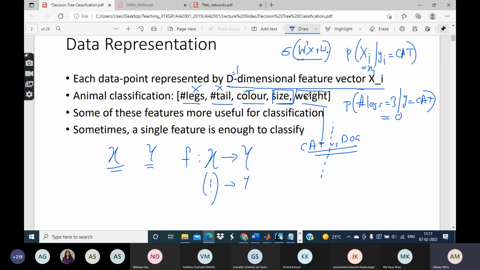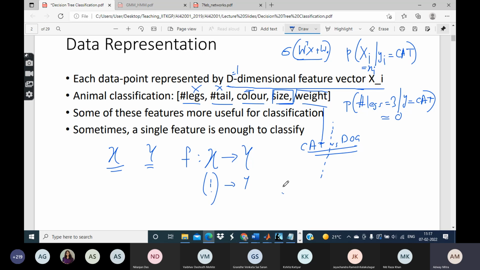That correlation coefficient may not be 1, but it will definitely be quite high. So both of these features are useful, but it may not be very useful to have both of them together. One of them may be enough. Okay, so basically the punchline is that some of these features are more useful than others for classification. But again, it depends on what the classes are.